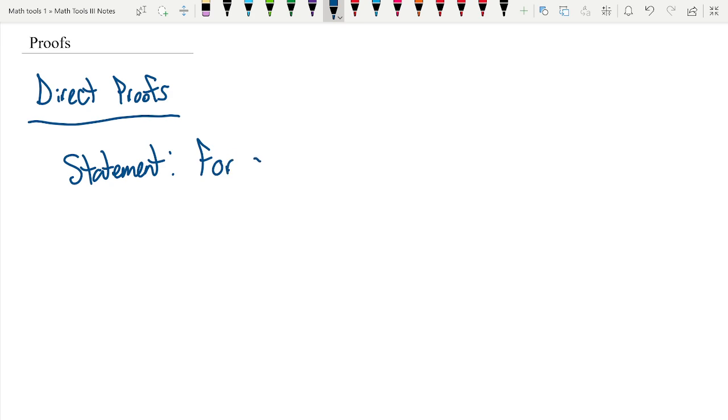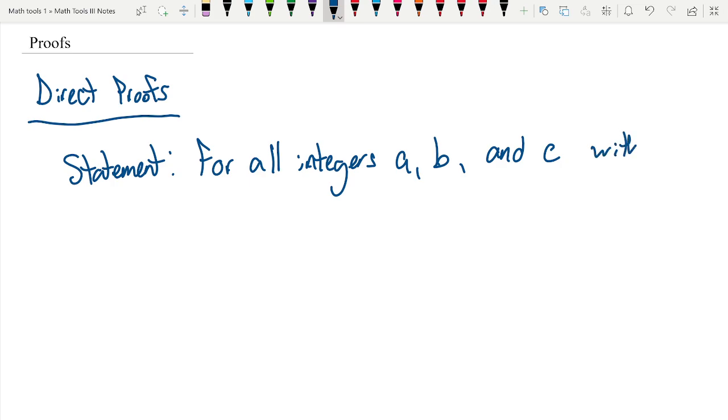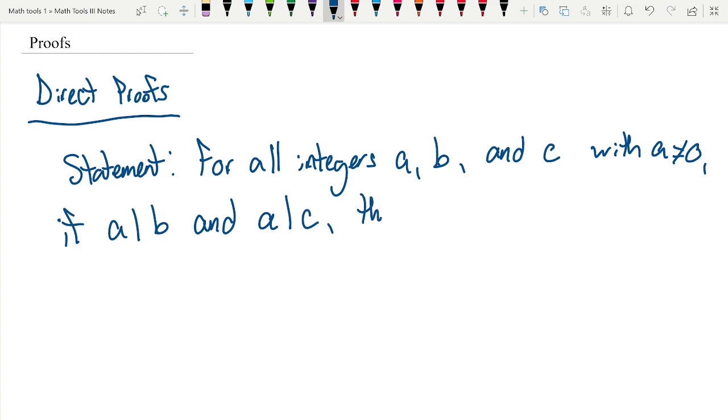So this says for all integers a, b, and c, with a not equal to 0, if a divides b and a divides c, then a divides b minus c.